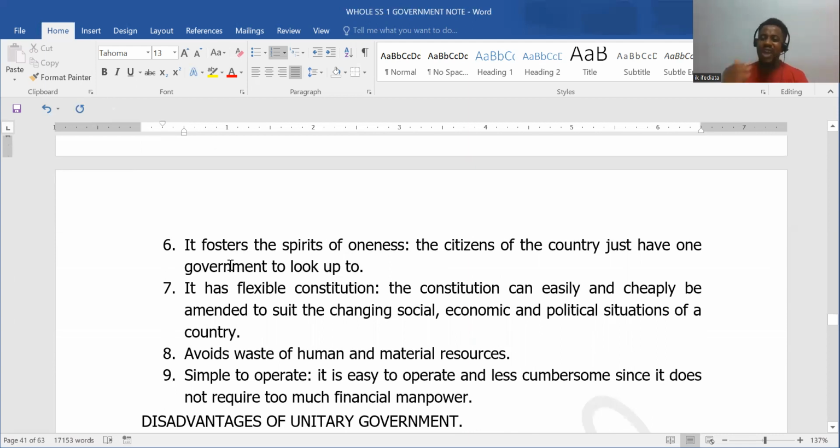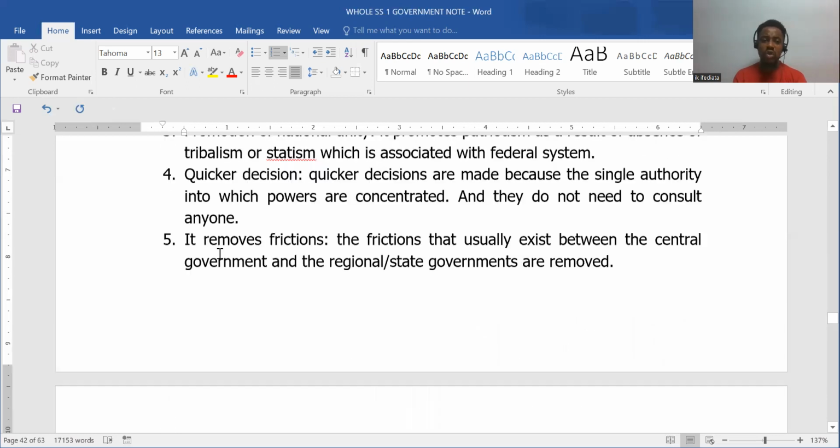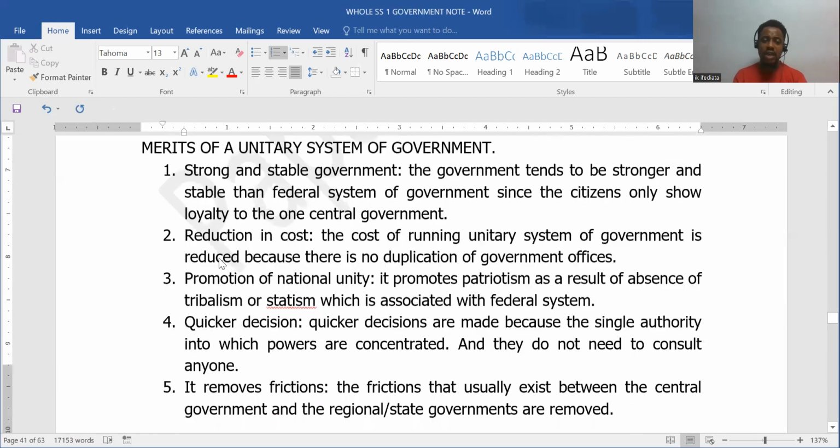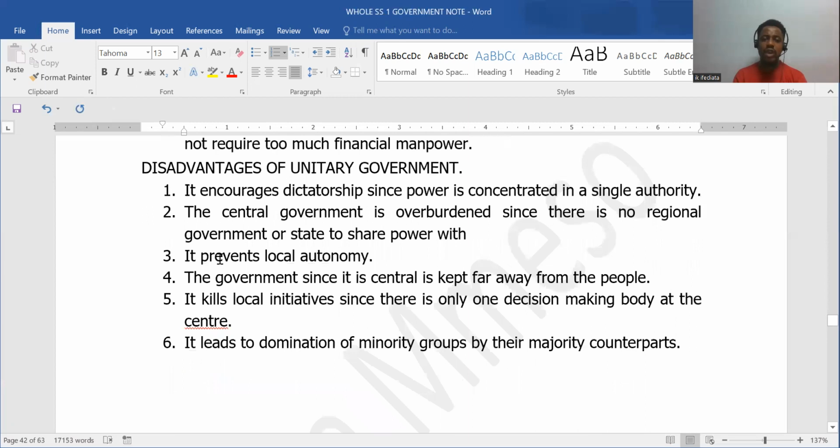So it has a flexible constitution, meaning that it can easily be changed or amended. It prevents the waste of human and material resources because there is no duplication of government functions. Now let's see the demerits of a unitary system of government. Because power resides in the central government, it can lead to dictatorship.